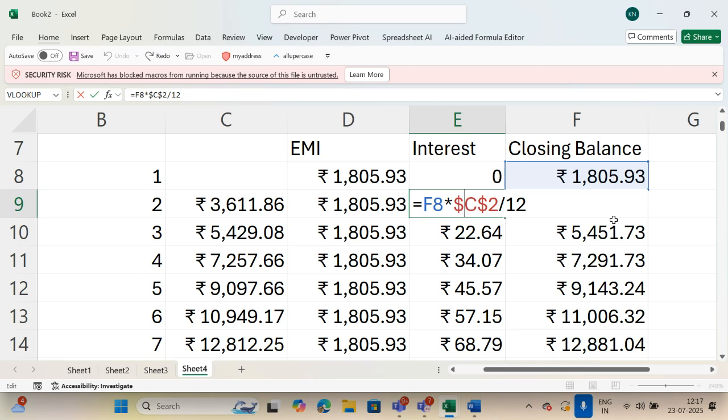Do this. Your task for today is to create the loan amortization on your own for the same parameters, but with the help of formulas like IPMT, PPMT.